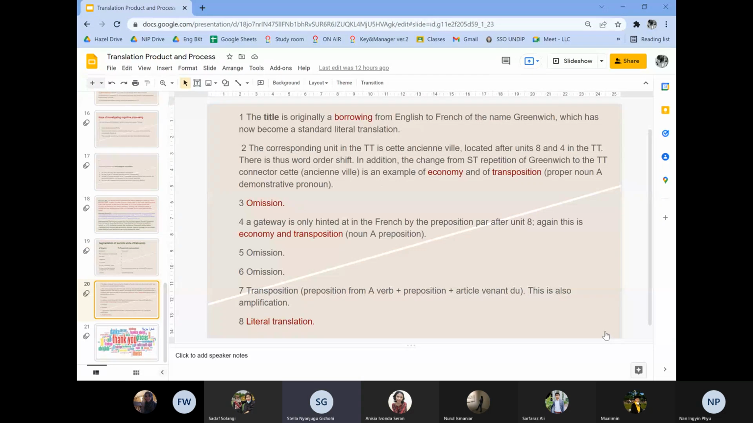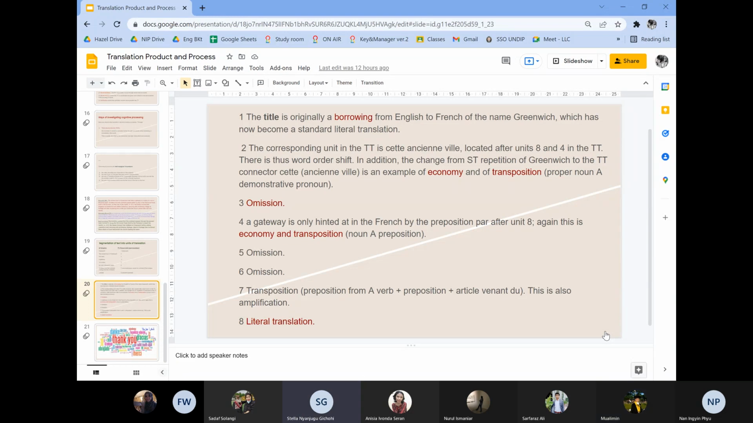Yes, this is now the explanation of the processes that we have been discussing. So we can see the title, there's a borrowing aspect there. It's direct, no change in it. It's simply borrowing from English to French. But number 2, we can see that there's a process happening. The target text, which is the ancienne ville, which later we come to find in 8 and 4 in the target text. So we see there's a shift happening there, and this process we call economy and transposition. Number 3, there's omission.